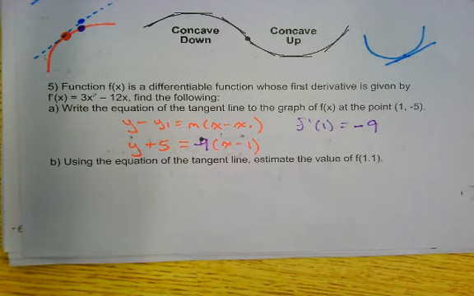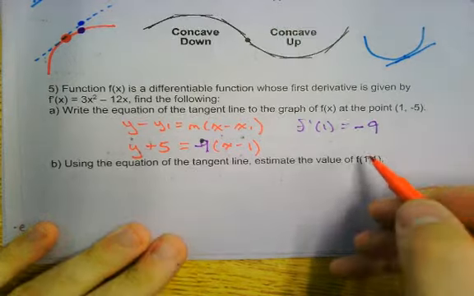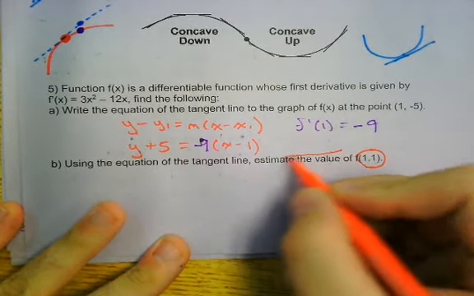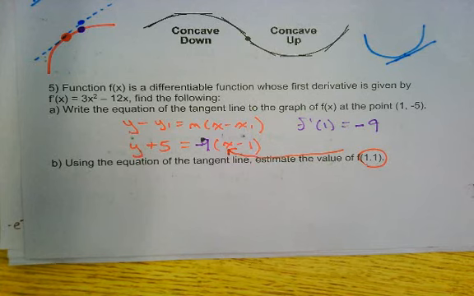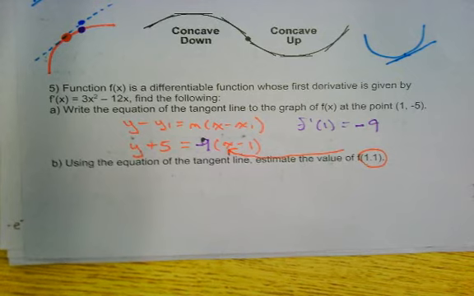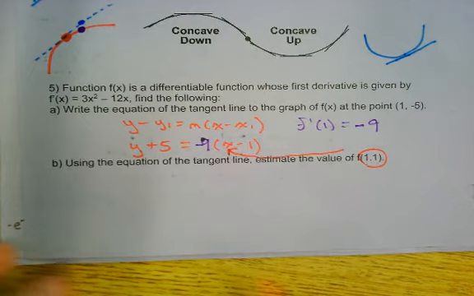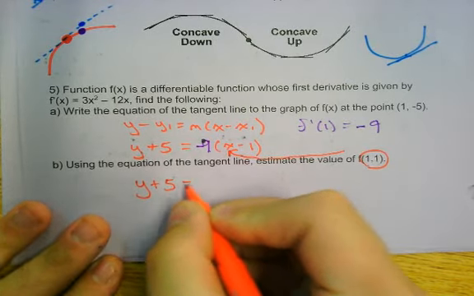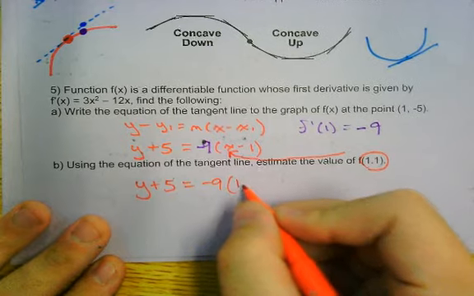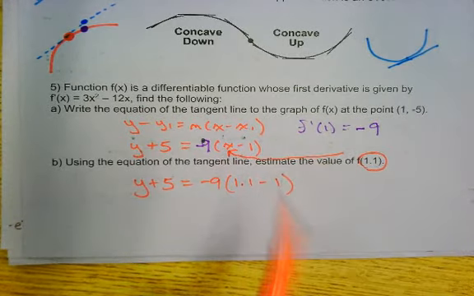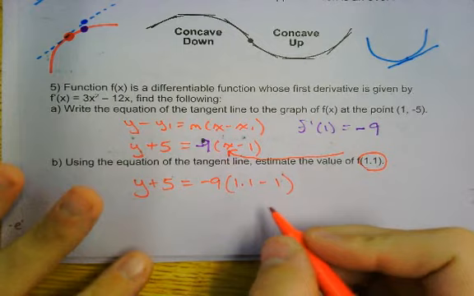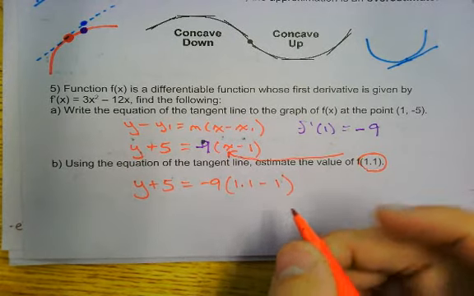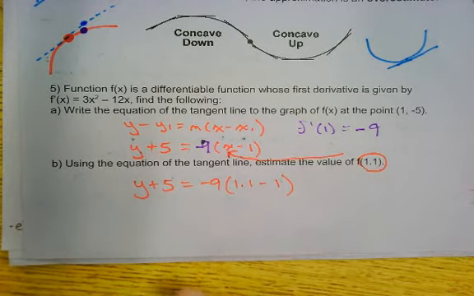Now, we're going to use this line to estimate the value of f of 1.1. All we do is take this 1.1 and plug it into x. Sometimes they'll give us the y value. They'll say, oh, estimate the value of x given y is whatever. So we're going to do y plus 5 equals -9 times 1.1 minus 1. What is 1.1 minus 1? It's 0.1. What is -9 times 0.1?